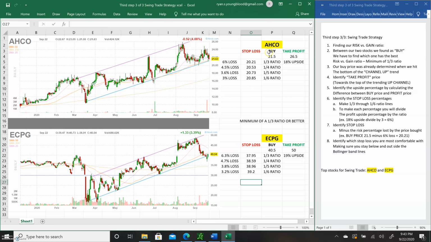So here it is, our buy price minus 6% is $20.21. That's giving us our 1-to-3 ratio if we set a stop loss at $20.21. Same thing, $20.50 minus 4.5% equals $20.53. You're going to do that for all these. All these calculations probably take 10, 15 minutes, and the better you get at it, the faster and more efficient you become.